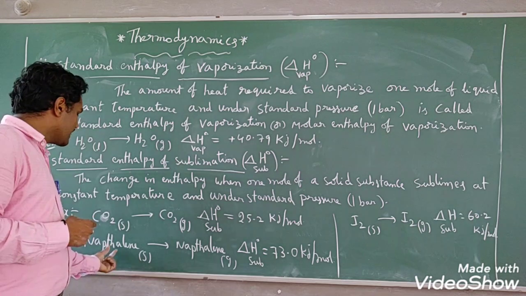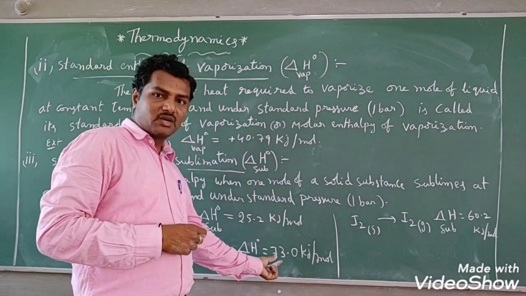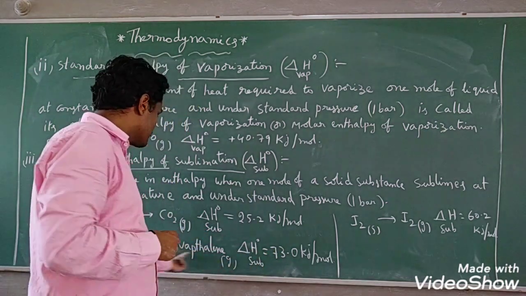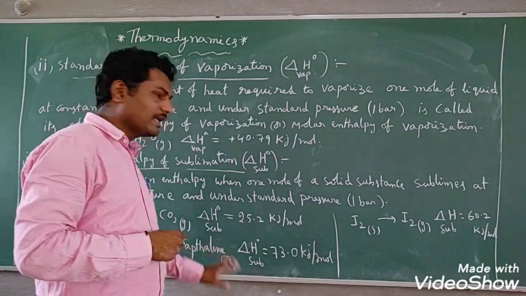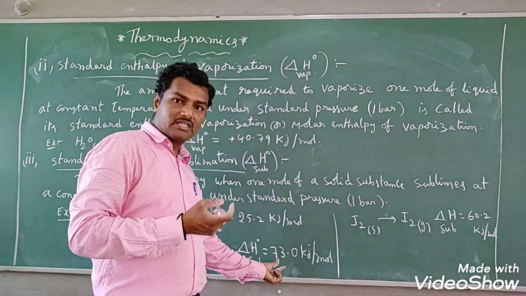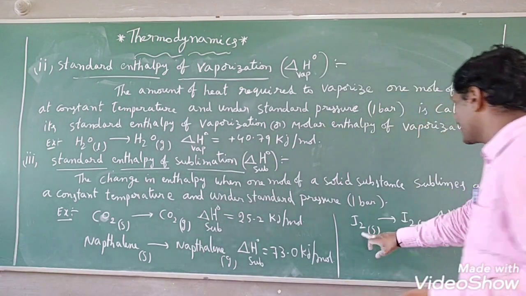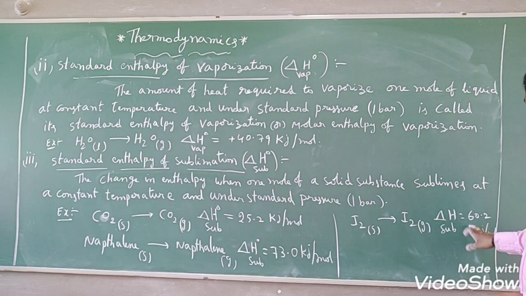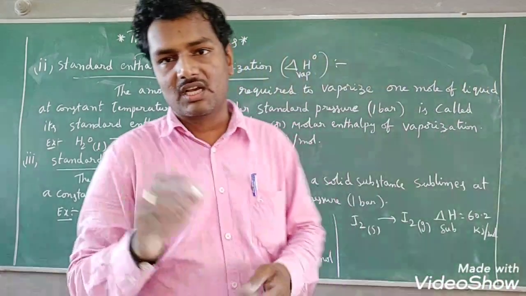To convert solid naphthalene balls to gaseous naphthalene, how much energy is required? 73 kilojoule per mole of energy is required. So that's why this process takes place very slowly. To convert solid naphthalene to gaseous naphthalene takes much time, because the amount of energy required is more. Now for solid iodine to convert to gaseous iodine, how much energy is required? 60.2 kilojoule per mole of energy is required, students.